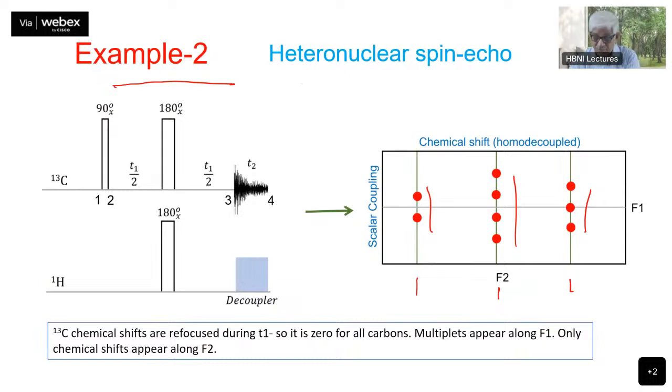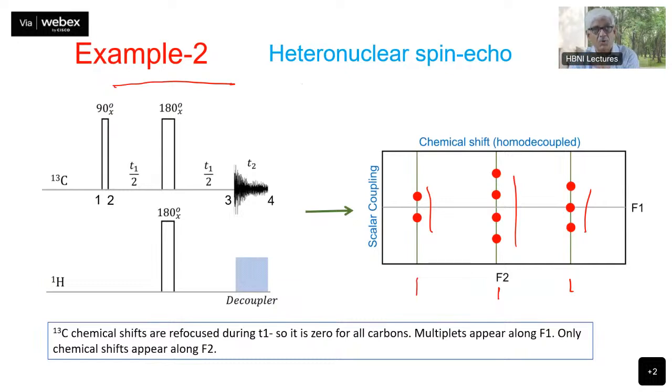So this is a fully decoupled homonuclear spectrum. It's not easy to obtain. A fully decoupled homonuclear spectrum is not easy to obtain. Typically, in decoupling experiments, you irradiate one particular proton, and that carbon will get decoupled. But in this situation, you see, we have obtained a completely decoupled, homo-decoupled carbon spectrum here.